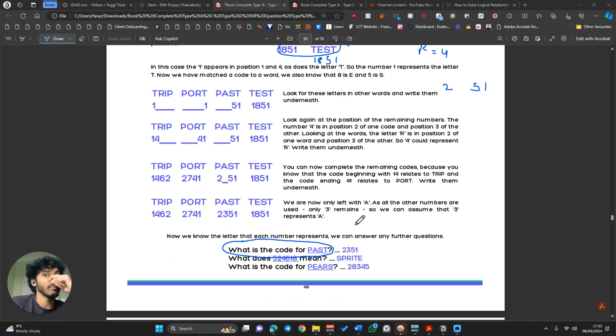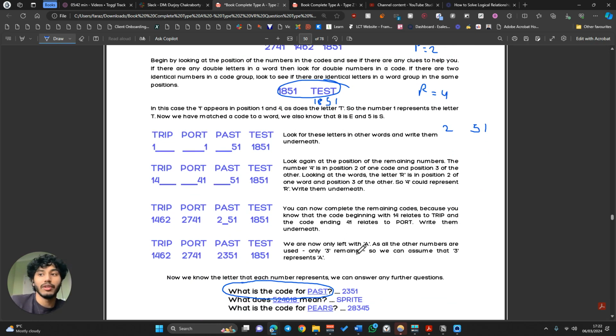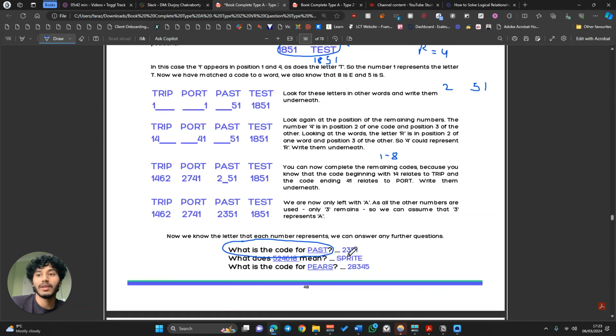This is unlikely to come up, but what it's asking you to do here is basically, you've never been given anywhere from this information what A might equal. But what they've done here is they've figured out, this is just using numbers from 1 to 8, so 1, 2, 3, 4, 5, 6, 7, 8, and it hasn't used 3, meaning 3 must equal A, and that's why they've done past to equal 2, 3, 5, 1.